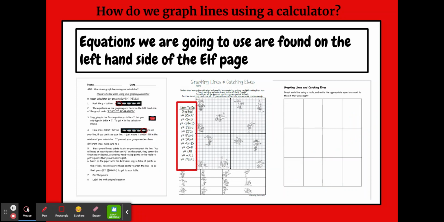Okay, these are the lines in the boxed area that we are going to be graphing. There are 12 of them. I'm going to lead you through the first one, and then you're going to work on the rest on your own.